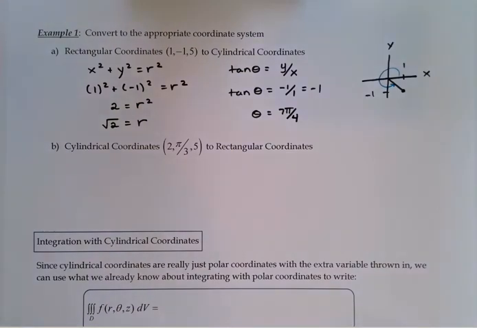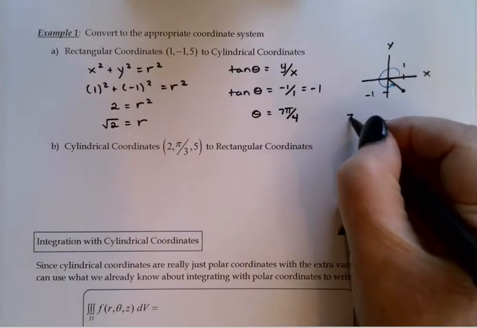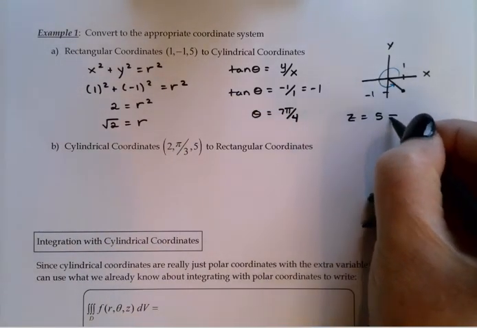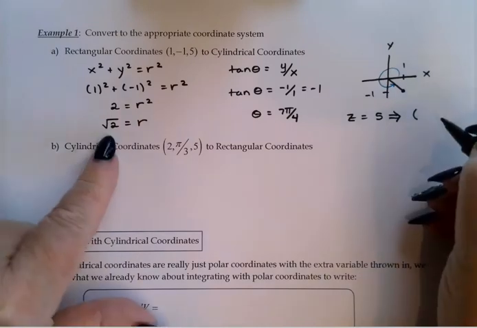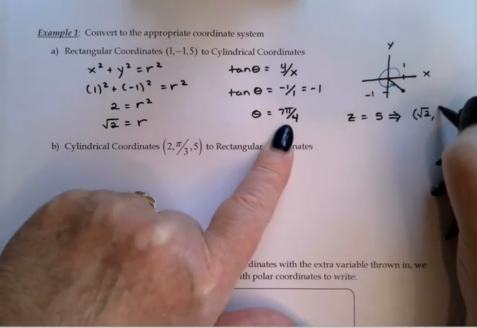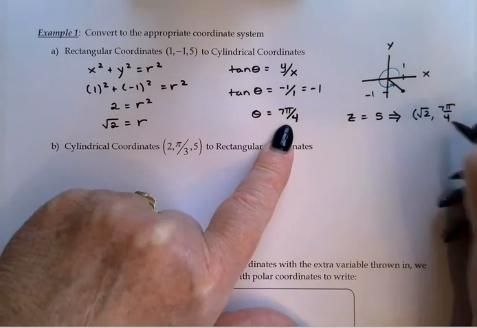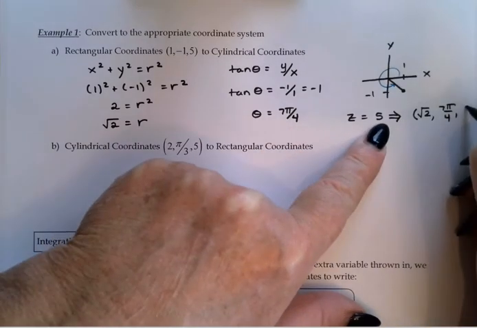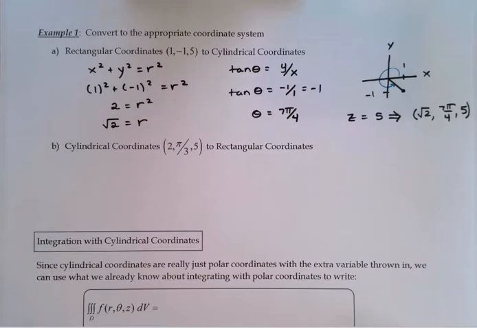Finally, the z value doesn't change. Z is still z, so z is still equal to 5. And that means my point is going to be the square root of 2, 7 pi over 4, 5.